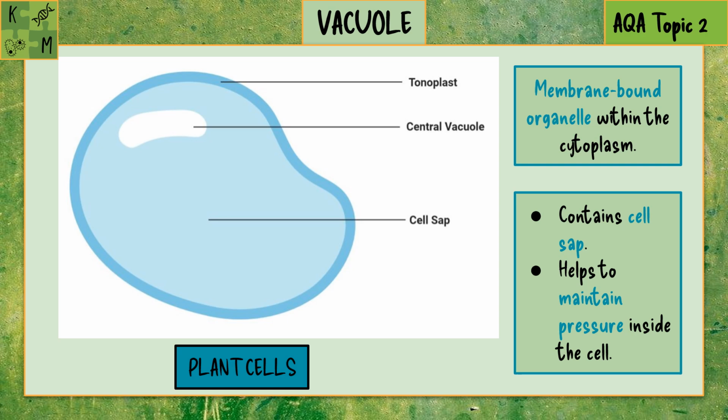The vacuole can also contain other substances, so for instance there may be chemicals within the vacuole to deter insects, or within flowers there may be pigmented chemicals to give the flower the petal colour.